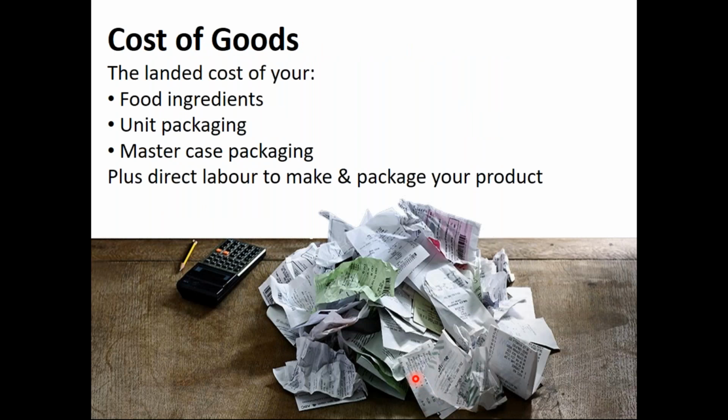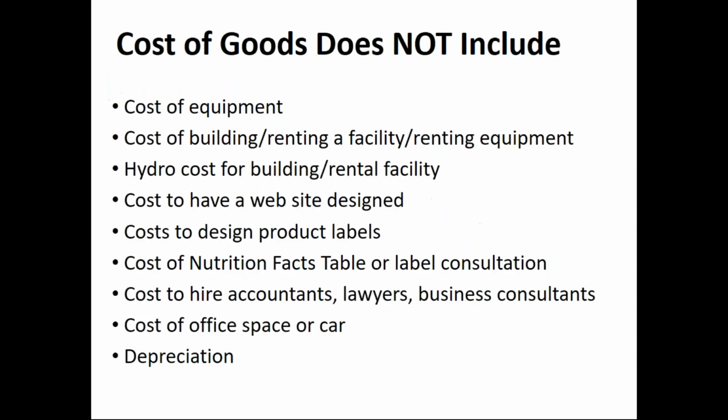So the cost of goods is pretty simple. It's the landed cost of your food ingredients, your unit packaging, and your master case packaging. Plus, it's going to be the direct labor to make and package your product. The landed cost means the cost to bring the ingredients and the packaging to your place of business. So if there's freight included, that would be part of the cost of that good. If you're going around town picking stuff up in your car, I probably wouldn't waste the time of figuring out how much gas you spent doing that and trying to put it into each ingredient. You could just throw that into a fixed cost.